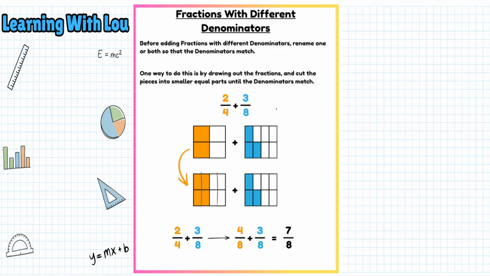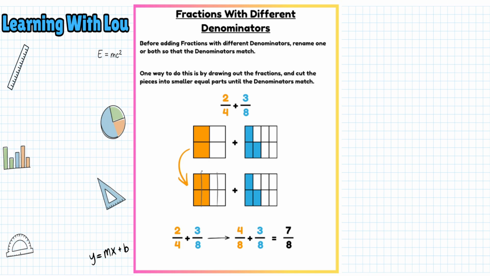Before we could actually add these fractions, we have to make the denominators match, because right now we can't do anything. If you take a look here, you have 2/4 plus 3/8, but you can't put them together because we're talking about two different sized equal parts, so we have to make them the same sized equal parts.